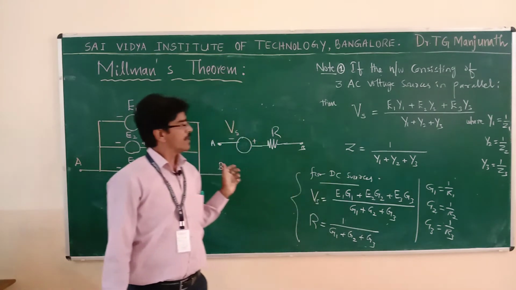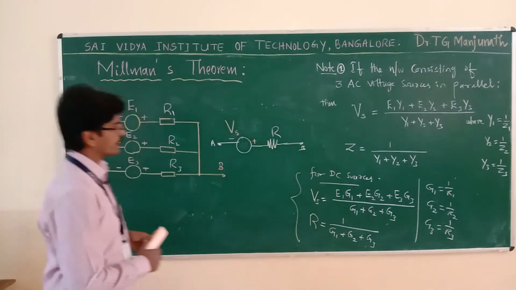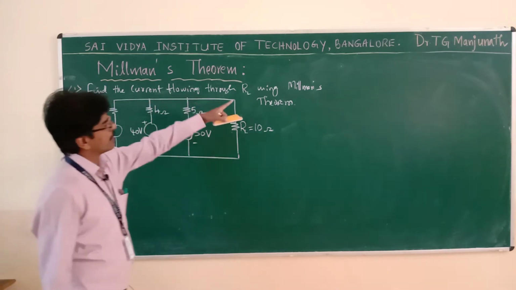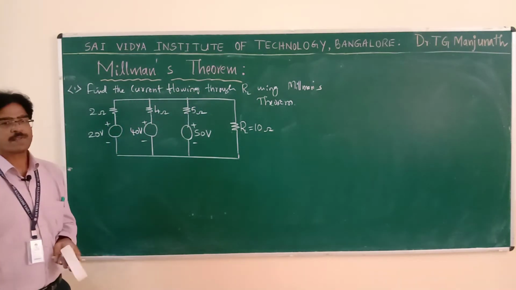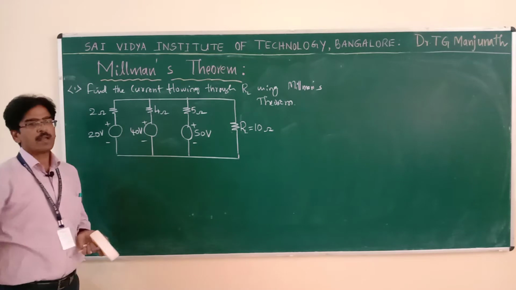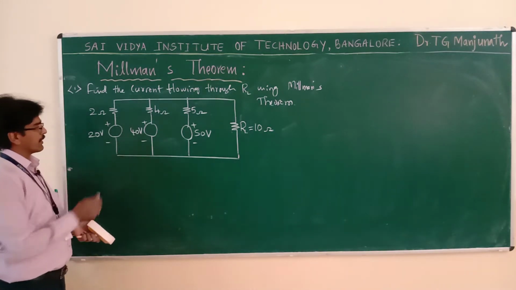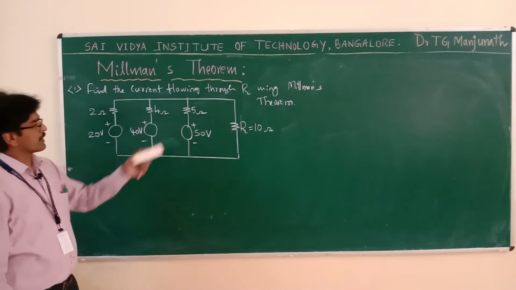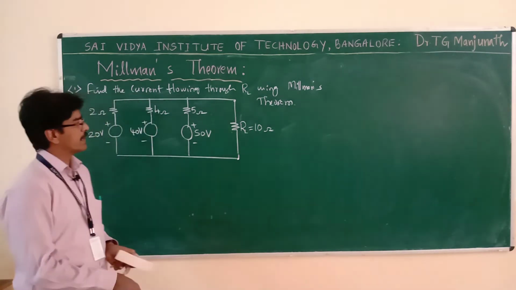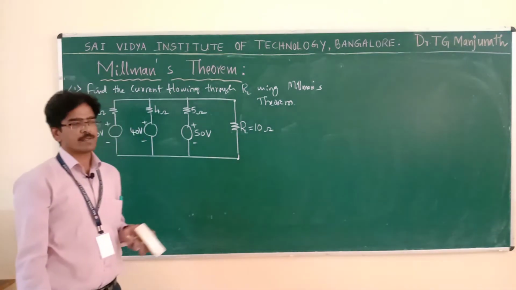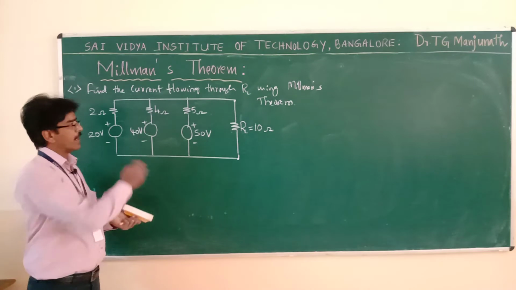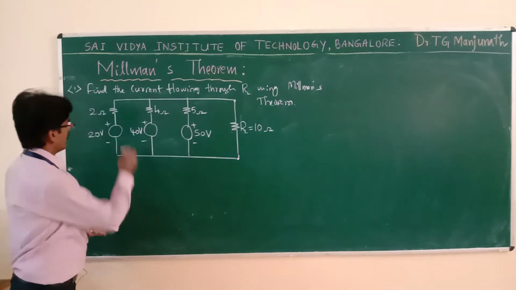Now let us work out some problems on Millman's theorem. The problem is to find the current flowing through the load resistance using Millman's theorem. Millman's theorem is applied whenever the voltage sources are in parallel. You can see in this network we have 3 DC voltage sources connected in parallel, and the load given here is 10 ohm. Our intention is to find the current flowing through this load resistance. Using Millman's theorem, if n number of voltage sources are in parallel, you can convert them into a single voltage source.